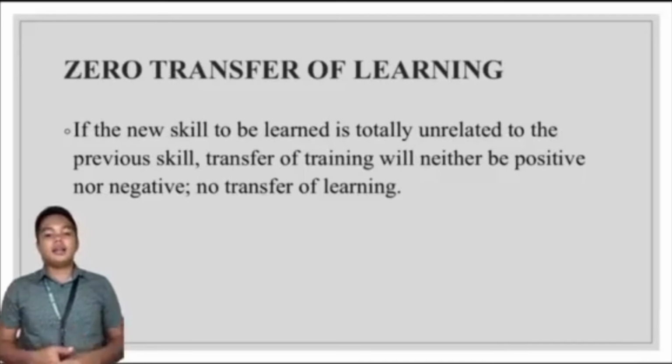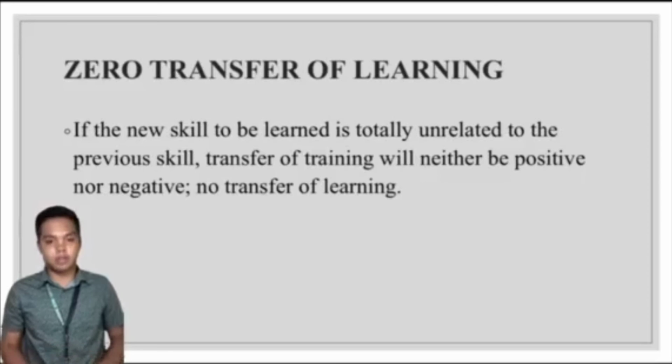And the third and last type of transfer of learning is zero transfer of learning. When we say zero transfer of learning, it indicates that the prior knowledge or skills have no bearing on the acquisition of new knowledge or abilities. In other words, the old information has no bearing on the new information or talent in this circumstance. In this type of transfer of learning, if the new skill to be learned is totally unrelated to the previous skill, transfer of learning will neither be positive nor negative. No transfer of learning. For example, having learned basketball will probably have no effect on learning swimming strokes.